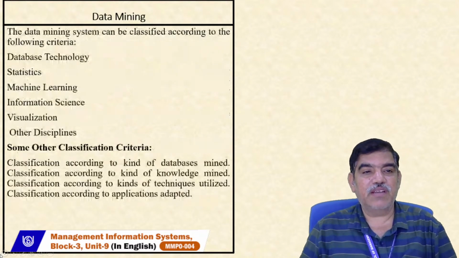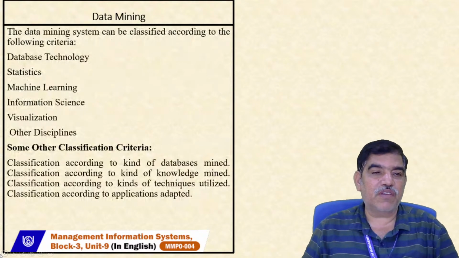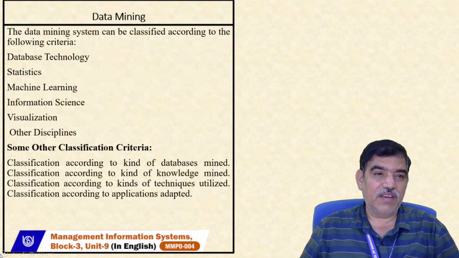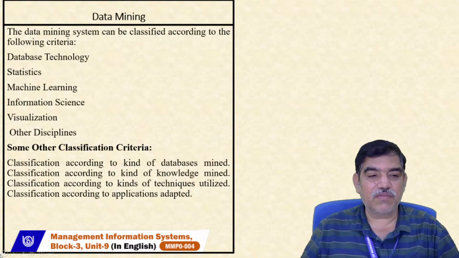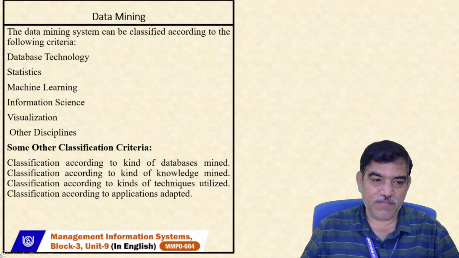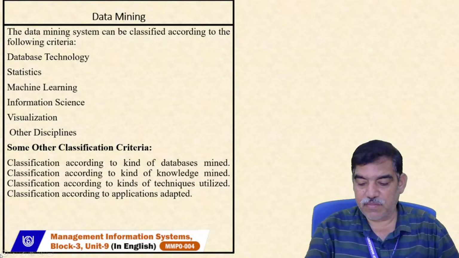Then, data mining systems can be classified according to the following criteria: database technology, statistics, machine learning, information science, visualization, and other disciplines. Classification according to the kind of database mined, classification according to the kind of knowledge mined, classification according to the kinds of techniques utilized, classification according to the application adopted. These are the four classification criteria.